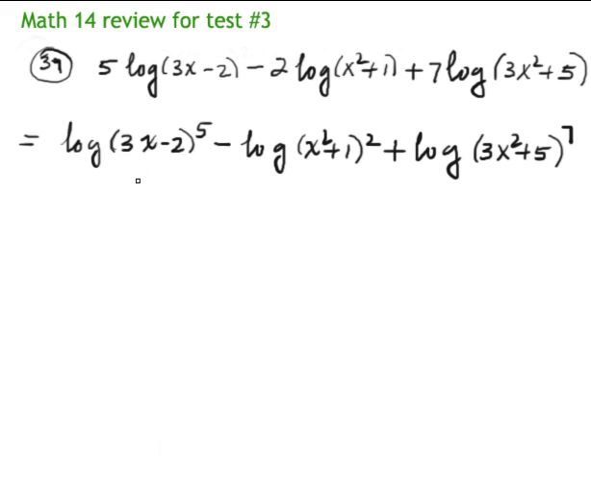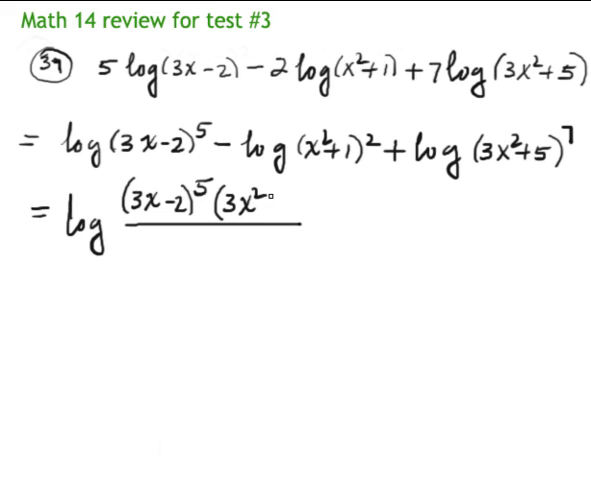So that'll be squared, and bring up that 7 as well. Okay, now we have here log 3x minus 2 to the 5th plus this log. So those will be multiplied in the numerator. And then this has a negative in front, so that'll go in the denominator. Okay, and that's condensed.